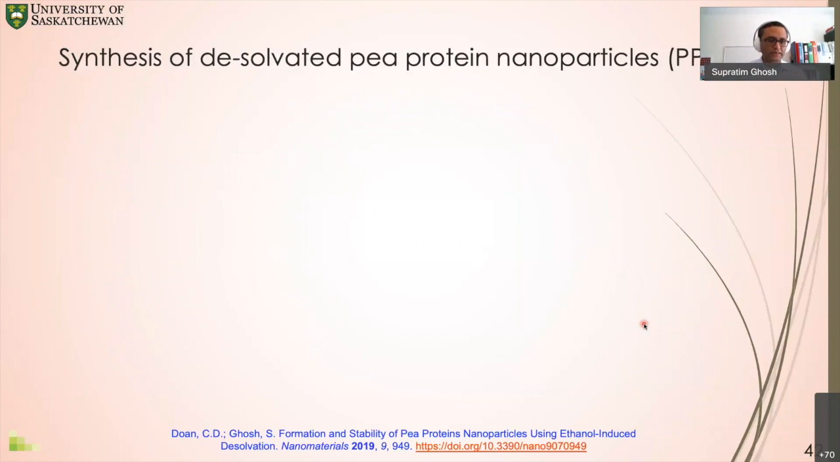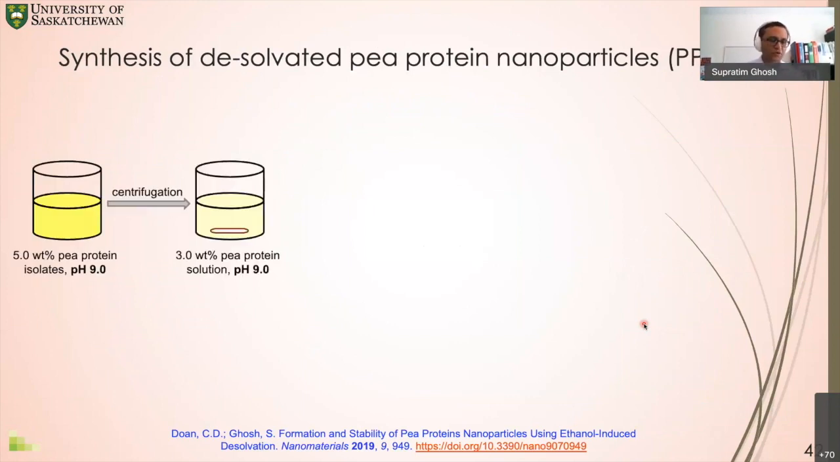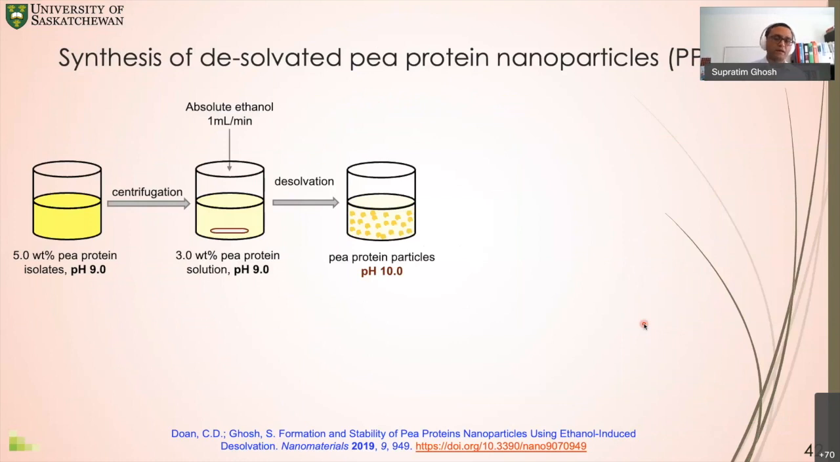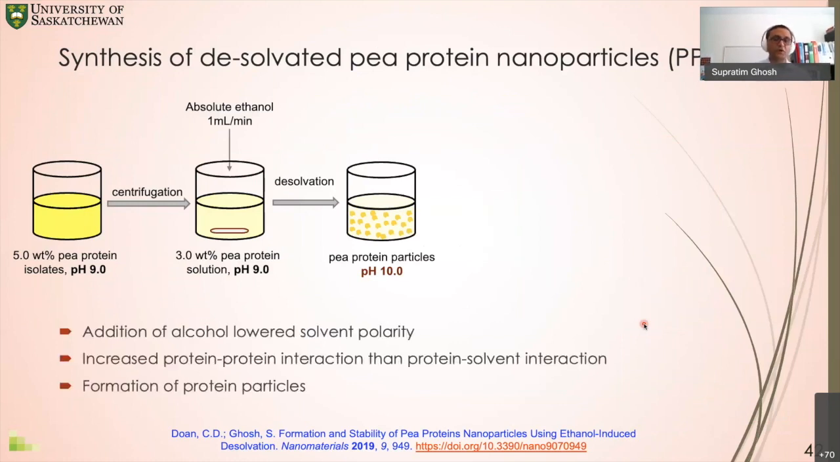So what we did is we had an isolate solution. We centrifuged it and only took the soluble fraction, so it became a 3% protein solution. And then we added ethanol at 1 ml per minute with stirring. The ethanol changed the polarity of the solvent, and the protein gets aggregated. It leads to increased protein-protein interactions over protein-solvent interactions, and leads to formation of protein particles, which we centrifuged.